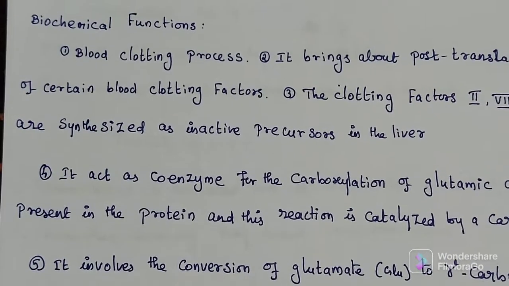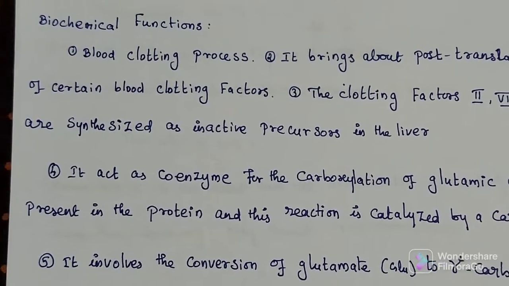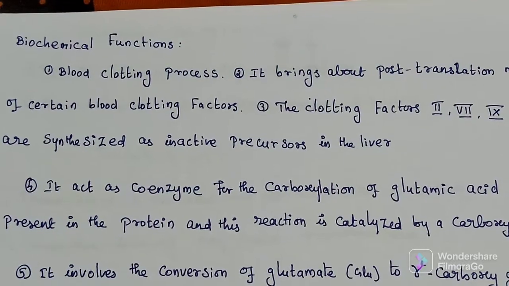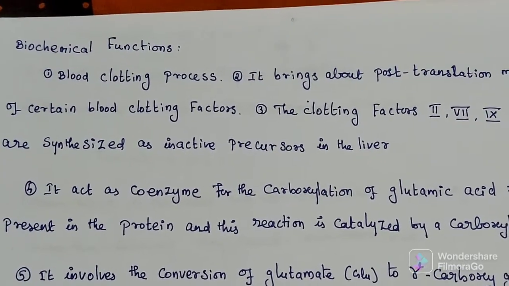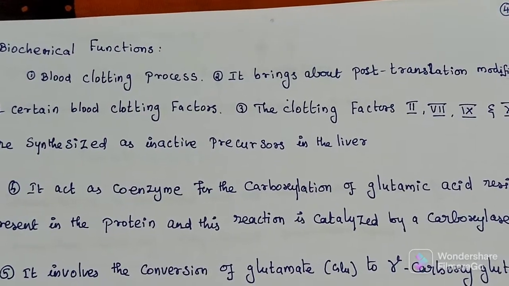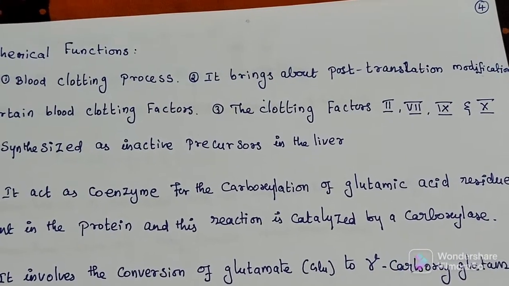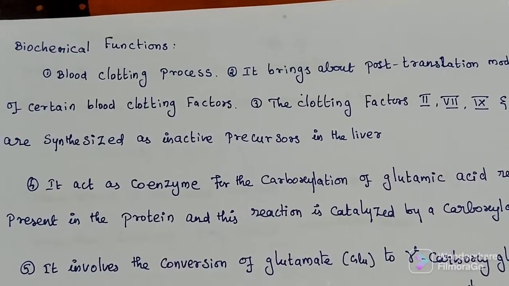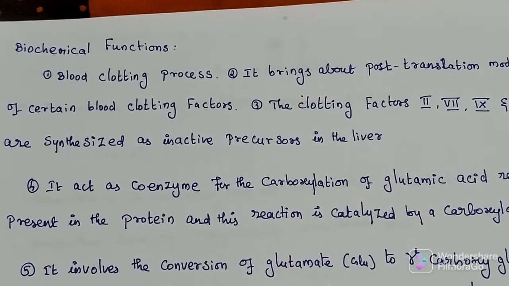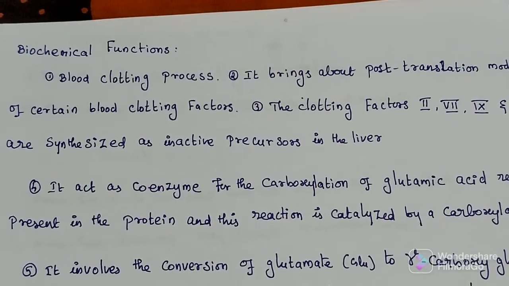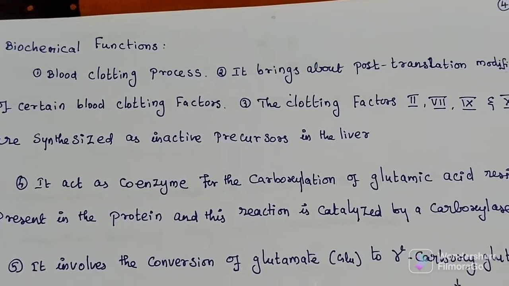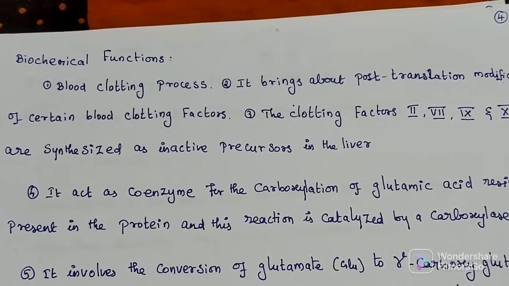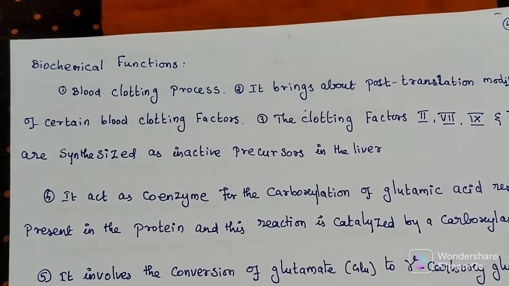Now coming to biochemical function, the blood clotting process. It is required for post-translational gamma carboxylation of clotting factors 2, 7, 9 and 10. These factors are synthesized by the liver as inactive precursors. They get activated after post-translational gamma carboxylation in the endoplasmic reticulum.